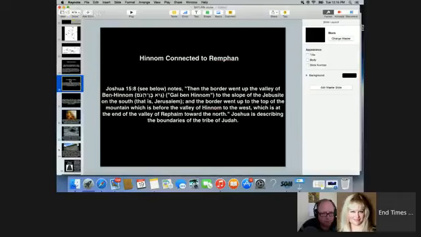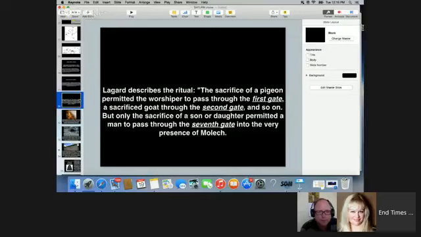In Joshua 15:8, the border went up to the valley of Ben Hinnom and the slope of the Jebusite on the south, and the border went up to the top of the mountain, which is before the valley of Hinnom, to the west, which is at the end of the valley of Remphan towards the north. Lagarde is a research scholar that describes the ritual. These things have been translated, and this is what they understand the ritual to be.